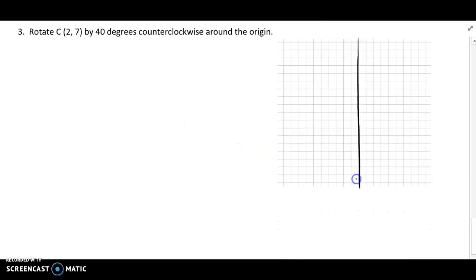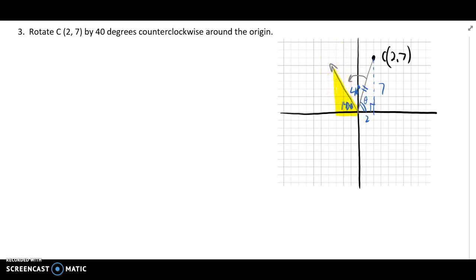Here's question number 3, and I'm not going to show as much work on this one. Point C is at 2, 7, and it's going to be rotated by 40 degrees counterclockwise around the origin, so it's going to end up somewhere over there. In general, what you're going to do is the same process. This is 2, this is 7. Use Pythagorean theorem to find that length. Use SOHCAHTOA to figure out that angle theta. If this is 40 degrees in the middle, we're going to take 140 minus this angle theta to get this angle. And we have a triangle over here.